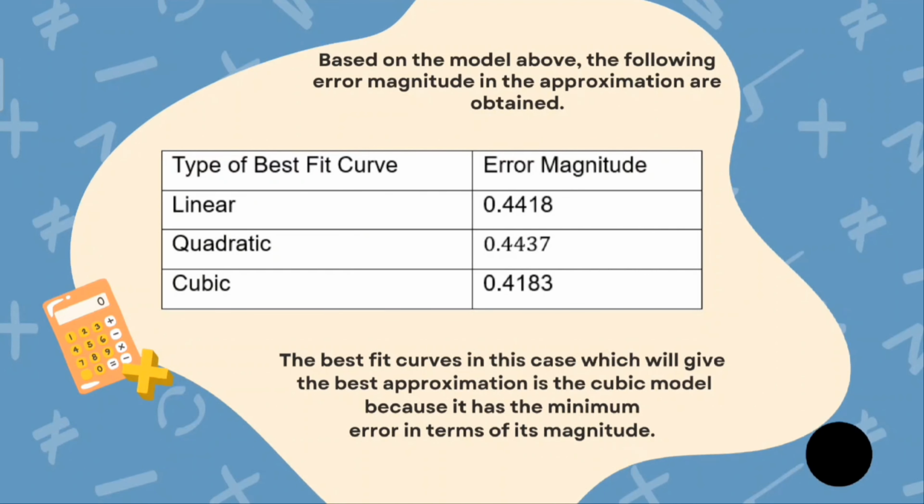Based on all of the models, the following approximations of the error magnitudes are obtained as shown. In conclusion, the best fit curve in this case, which will give the best approximation, is the cubic model, since it has the minimum magnitude of error vector.